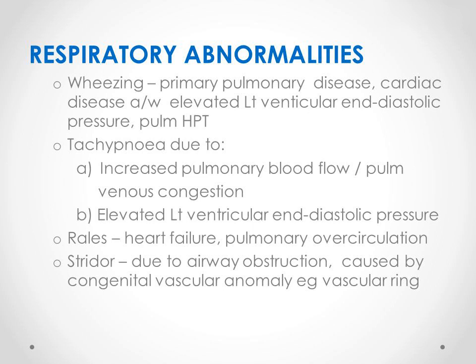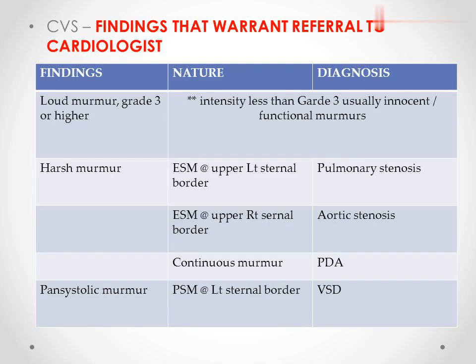Stridor, due to airway obstruction caused by a congenital vascular anomaly, e.g. vascular ring. Intensity less than grade 3, usually innocent, functional murmurs. CVS findings that warrant referral to a cardiologist.